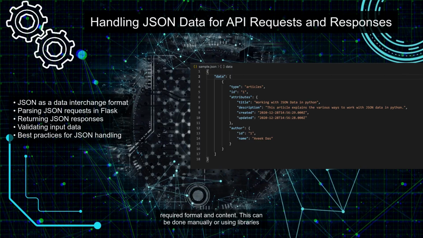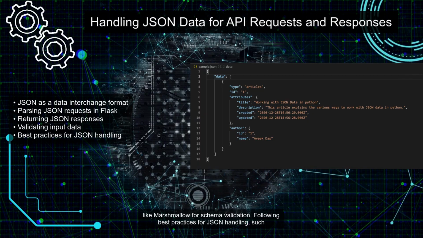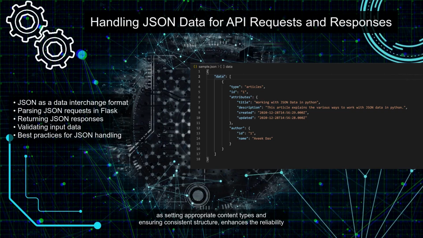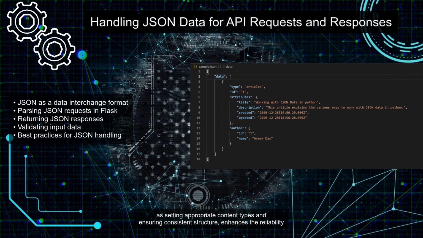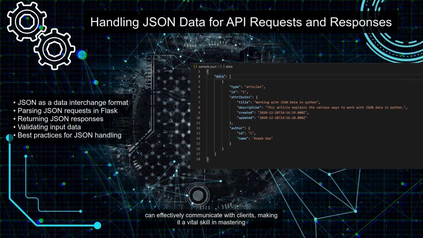It's essential to validate the input data to ensure it meets the required format and content. This can be done manually or using libraries like Marshmallow for schema validation. Following best practices for JSON handling, such as setting appropriate content types and ensuring consistent structure, enhances the reliability and usability of your API.